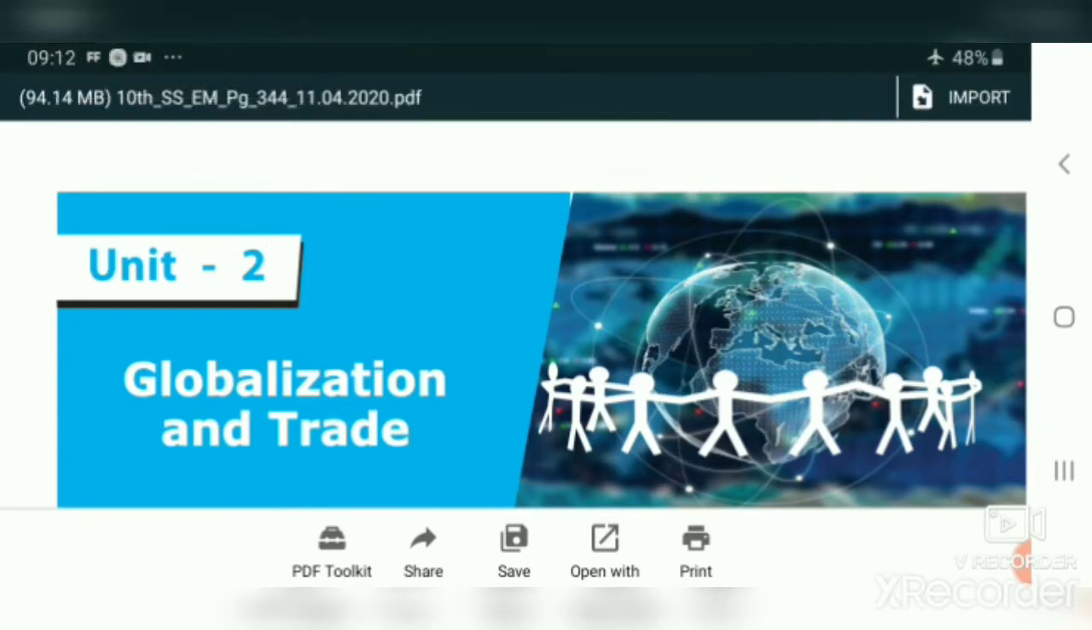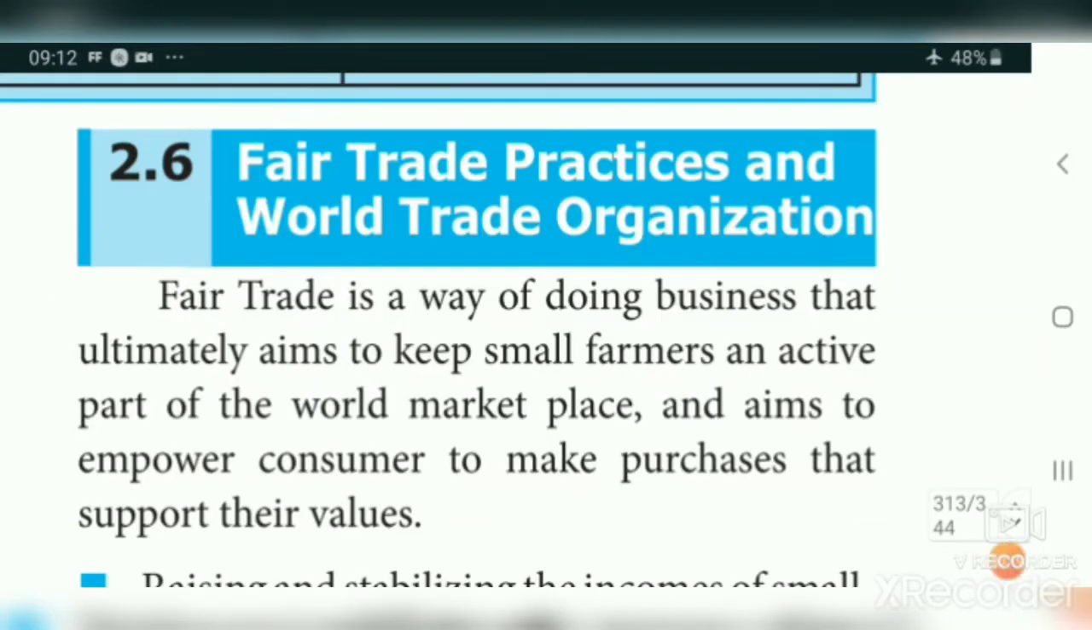In our previous class, we studied multinational corporations, their merits and demerits. Today, we are going to study fair trade practices and the World Trade Organization.